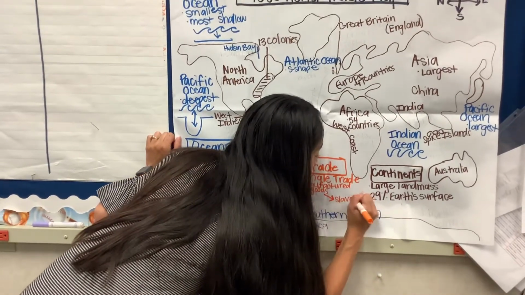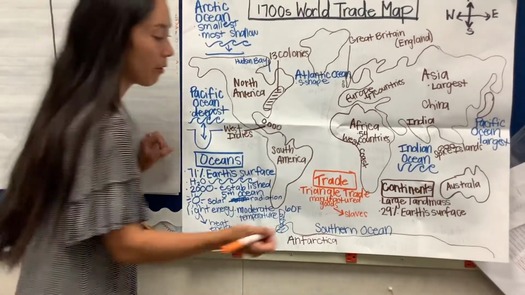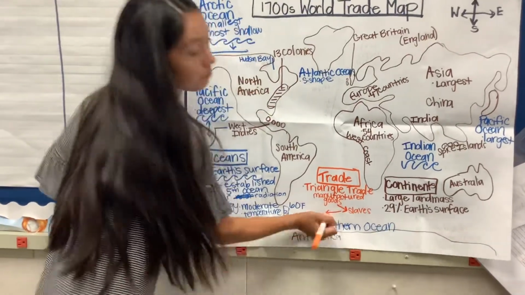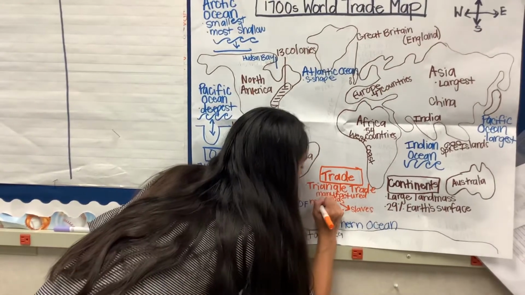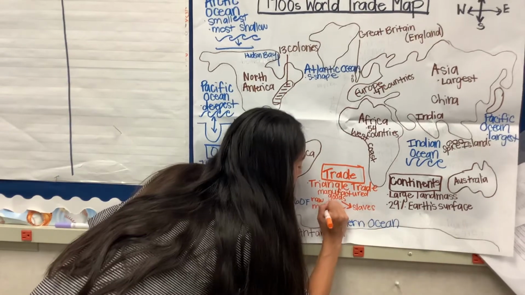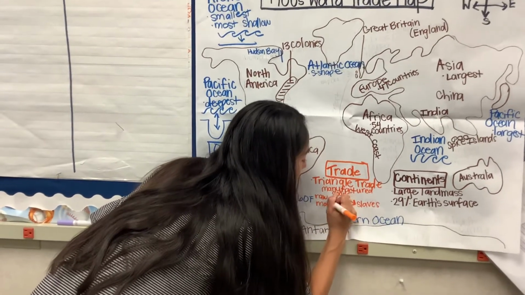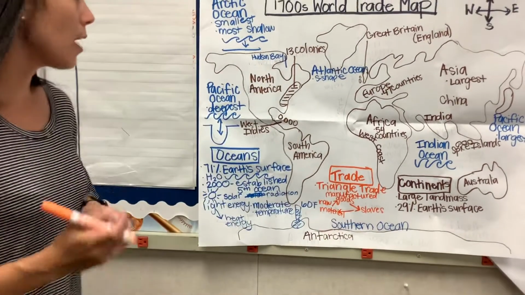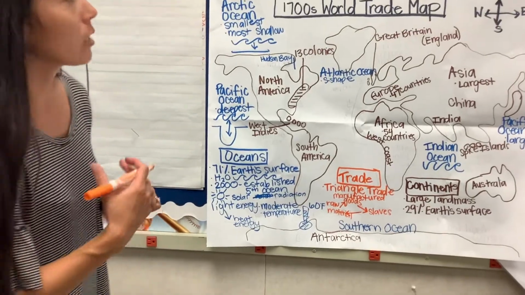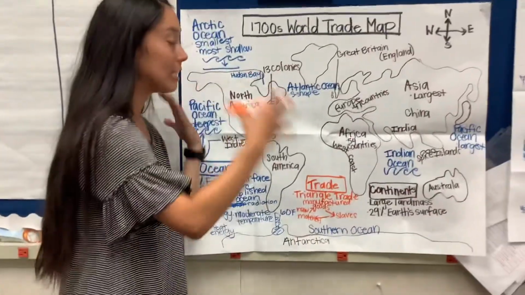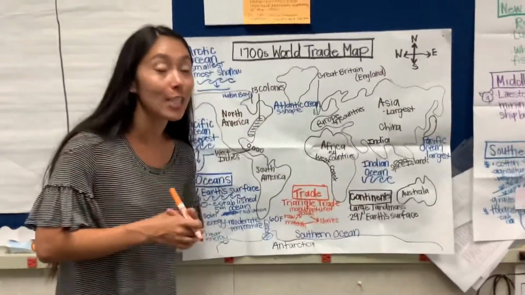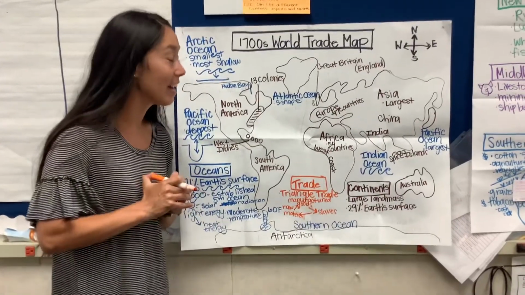As well as trading slaves. Say that with me. Slaves. And raw material. Say that with me. Raw material. So, I'm first going to go over the different resources and goods that each continent had.